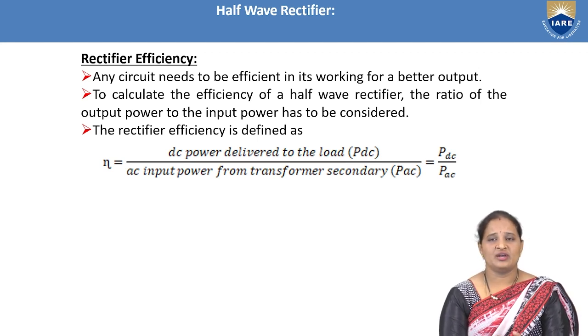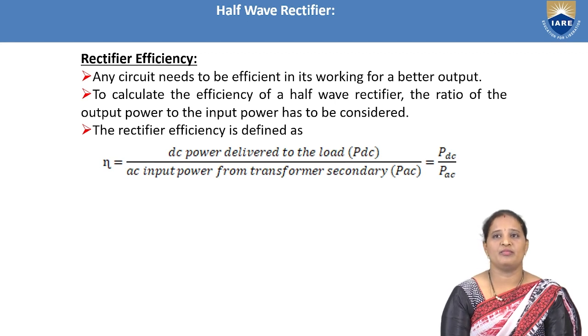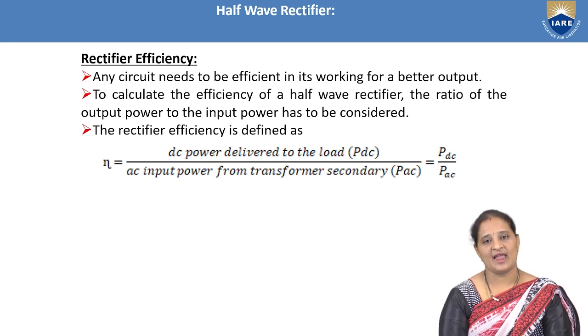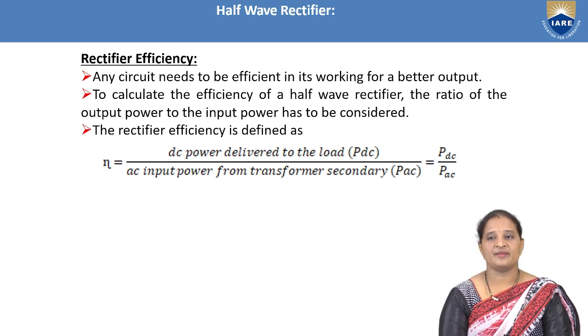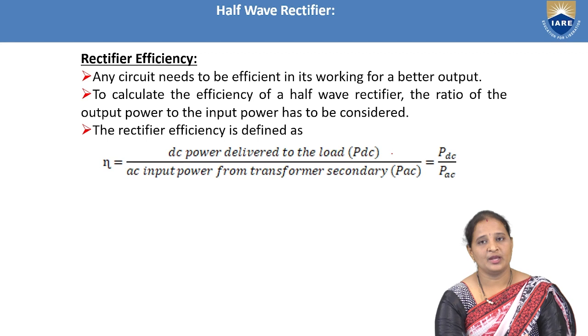So for any circuit, in order to give its better performance, the efficiency must be calculated. Efficiency must be very high for the better working condition of any device. So any circuit needs to be efficient in its working for a better output. To calculate the efficiency of a half wave rectifier, first the definition: rectifier efficiency is defined as the ratio of DC power delivered to the load to the AC input power from the transformer secondary.